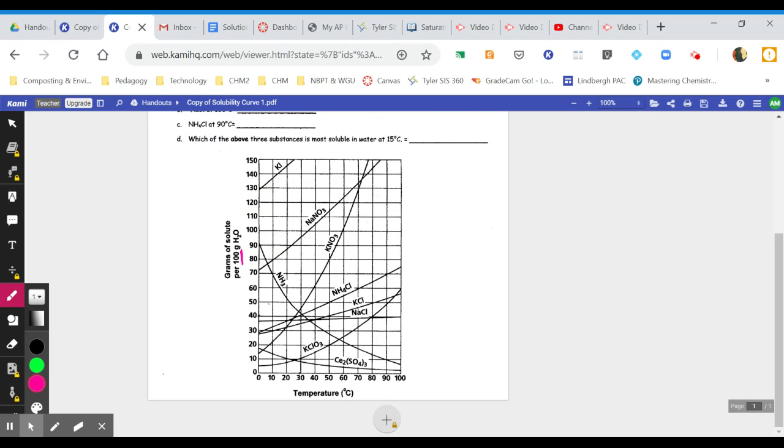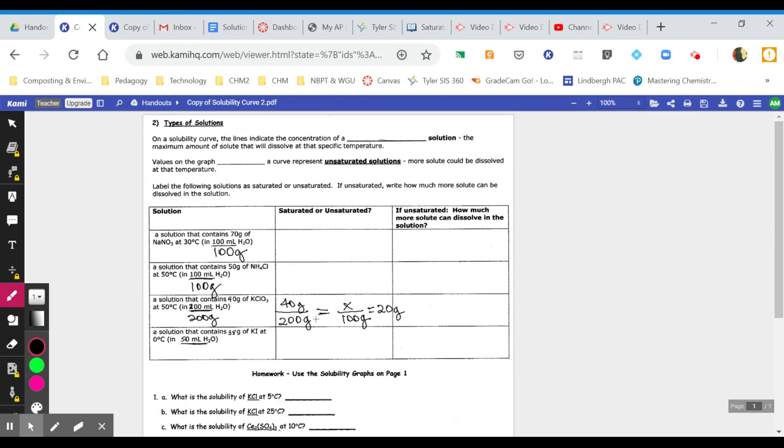So 50 degrees Celsius is here, and 20 grams is here. So we're going to draw a line connecting those. I made my ink pink so we could see it. And sure enough, that sits right on the potassium chlorate line. So that means that this solution is saturated. Remember, any point on that curve is a saturated solution.